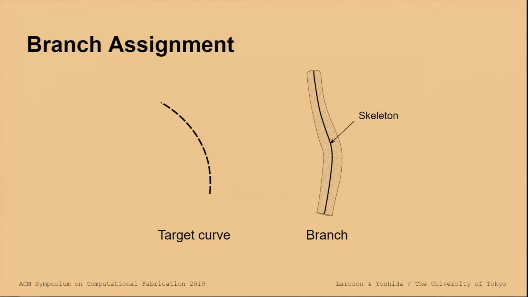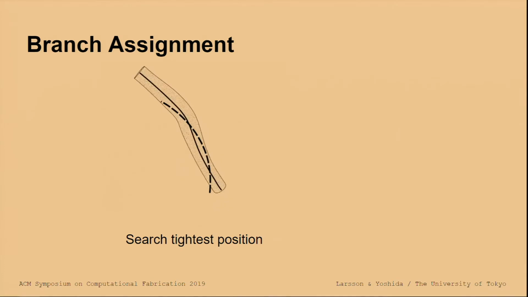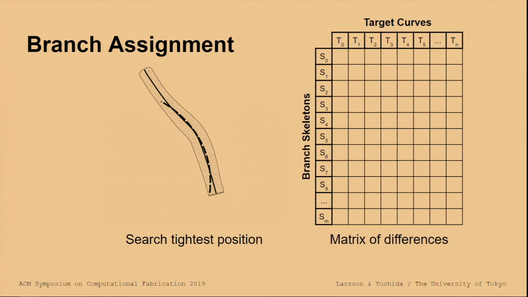And in the first step of that algorithm, we evaluate the difference between a target curve and a branch. We search for the tightest position between the two curves, and then we calculate the difference at this tightest position. So we obtain a full matrix of every pair of target curve skeletons with the differences or costs for each pair. But we can't just take the best branch for every target, because there's a possibility that the same branch is the best one for multiple targets, but actually we can only use it once.